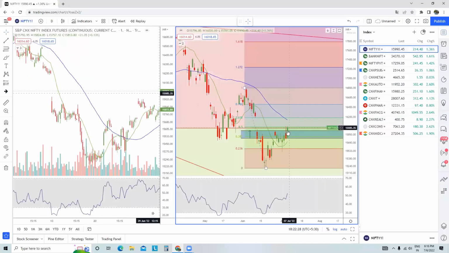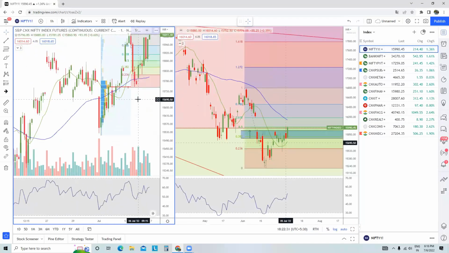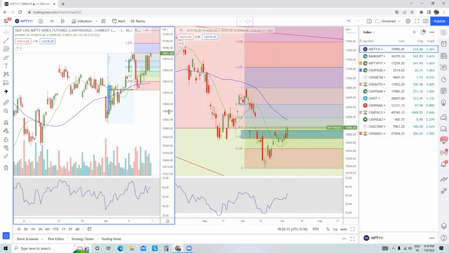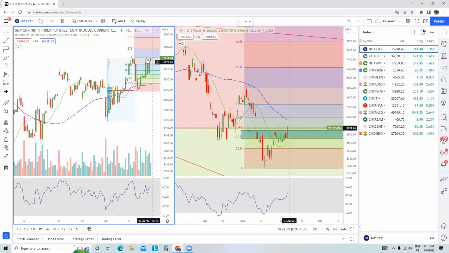So in case this rally continues, if the bulls want to continue this rally forward, then I think the first level which could be tested in Nifty futures could be 16,080, and the second level would be 16,176 to possibly 16,180 levels.